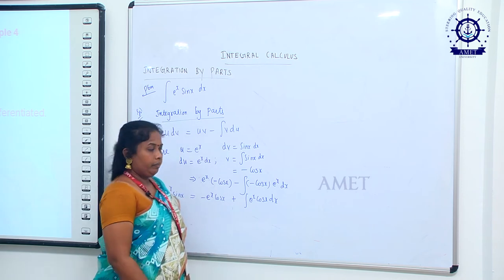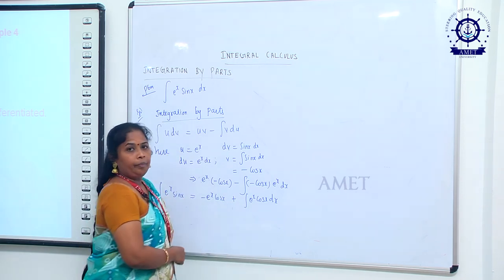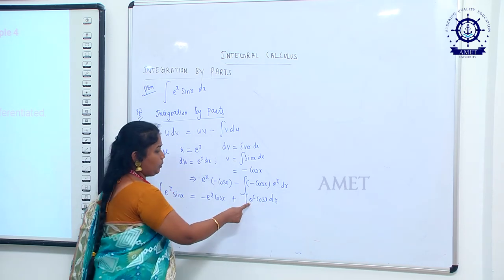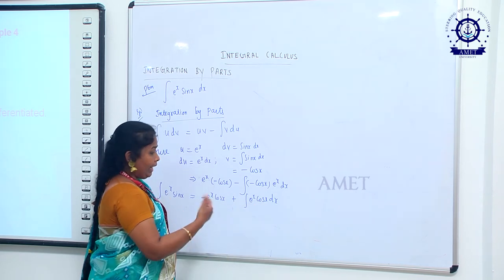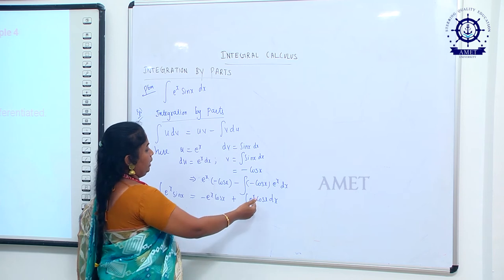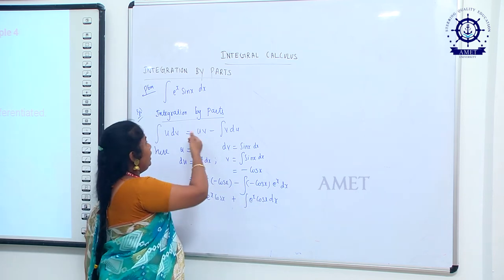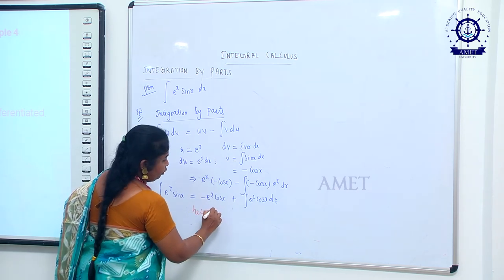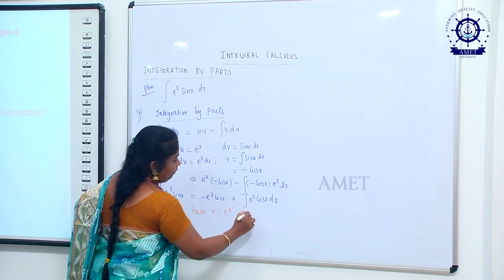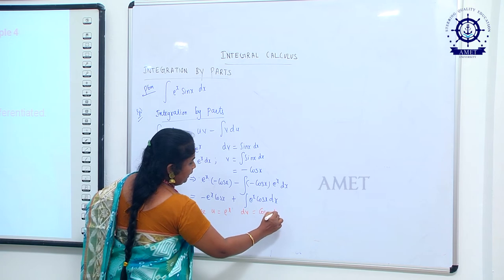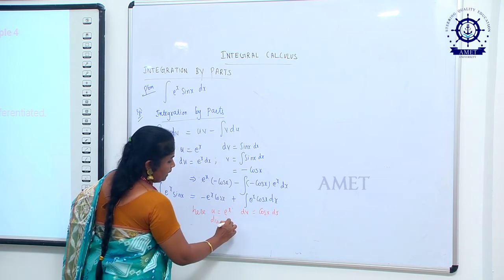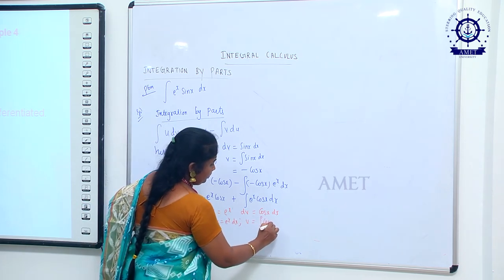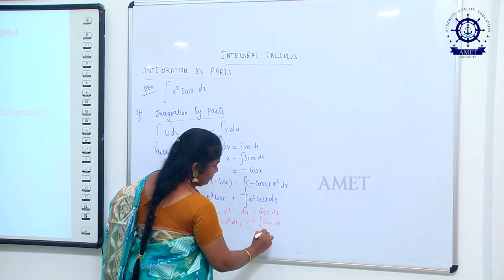See this final step, again some integral will appear. Again in this integral part, a product of two different functions will appear, one exponential and another trigonometric. Again, we can follow the same procedure: take u, dv, and apply integration by parts one more time. So here also I take u equal to e power x, dv equal to cos x dx, du equal to e power x dx, and v is the integral of cos x dx, the answer is sin x.